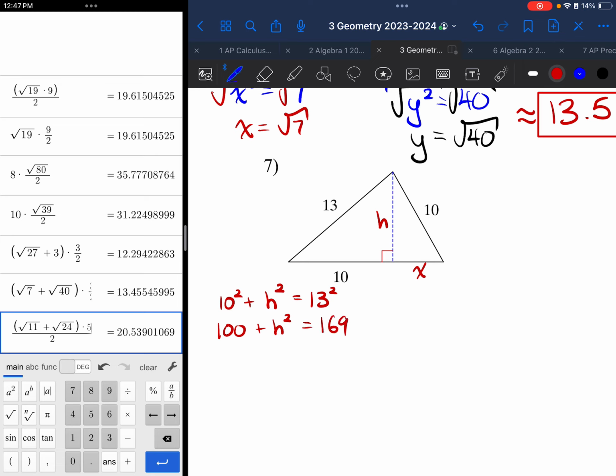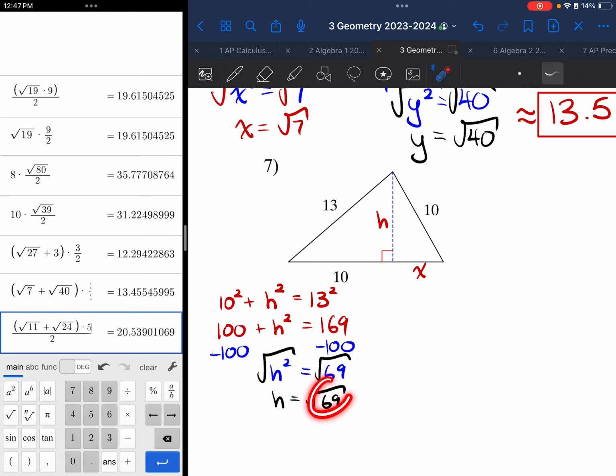I'm going to subtract 100, and h squared is equal to 69. From here, I'm going to square root both sides, giving us h is equal to the square root of 69, and we're done with h. Now, h is a number. It is the square root of 69. I have a number and a variable. I'm ready for Pythagorean theorem over here.